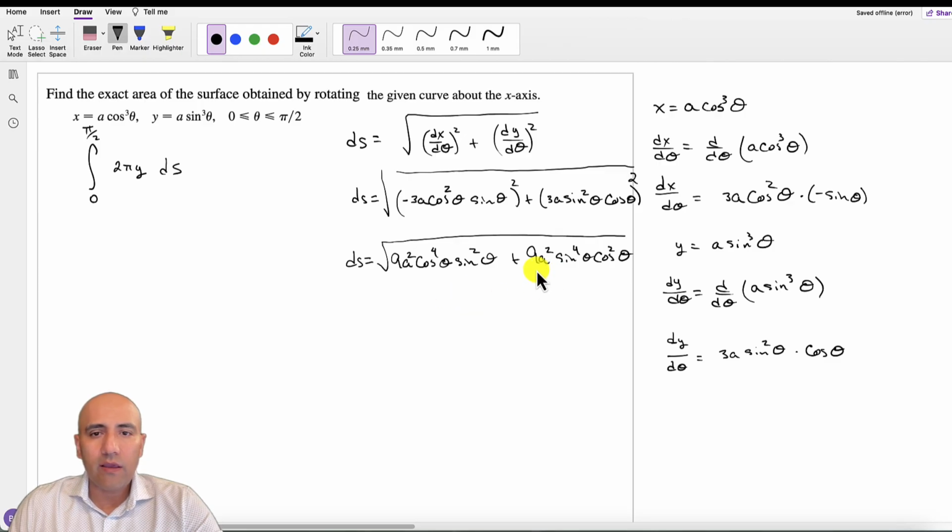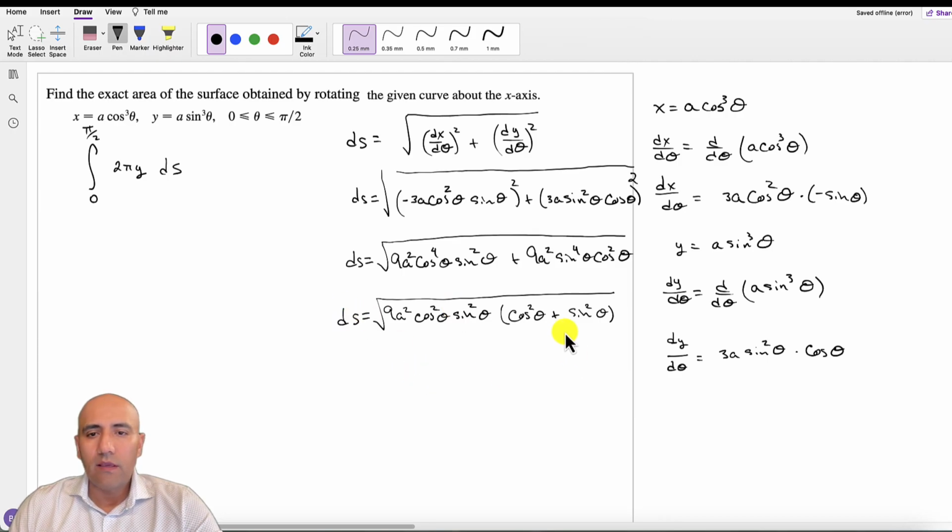Okay, so we can factor out a 9a squared, and we can also factor out two powers of cosine and two powers of sine. This becomes 9a squared cosine squared theta sine squared theta, parentheses, and what survives here is a cosine squared theta, plus what survives here is a sine squared theta, still inside that root.